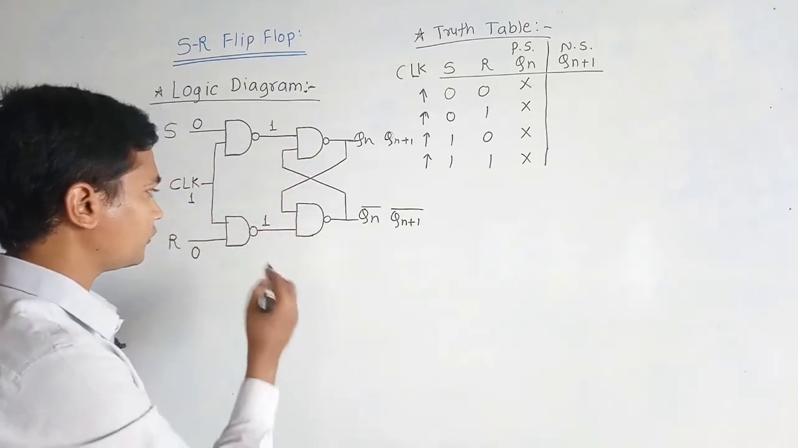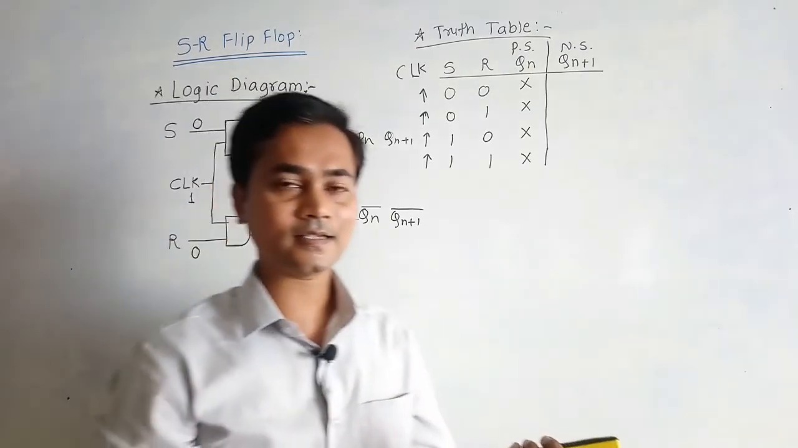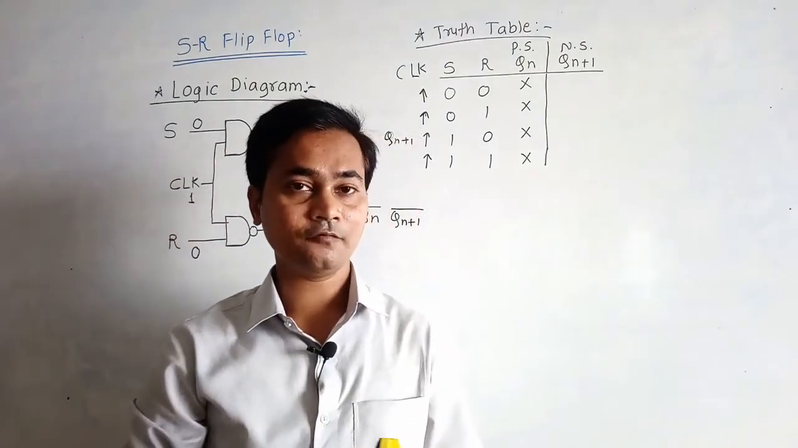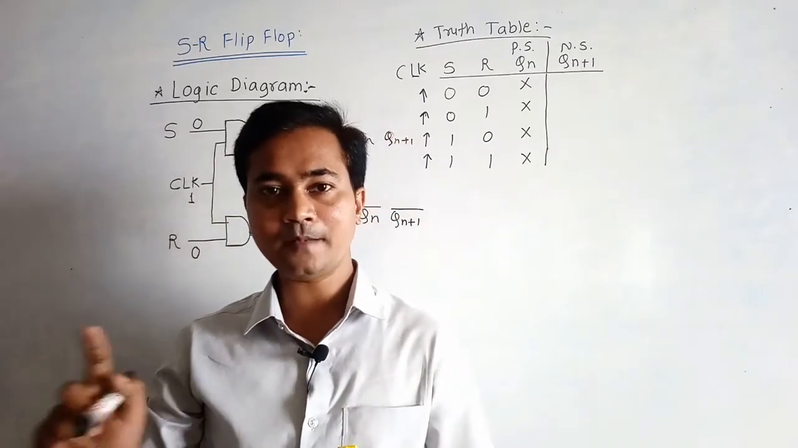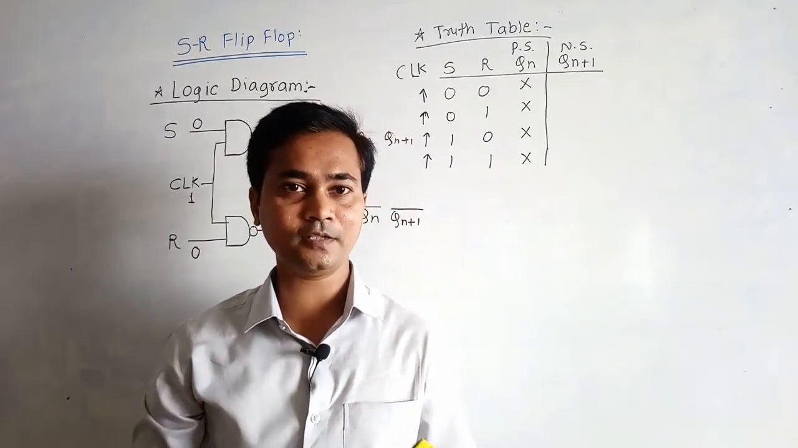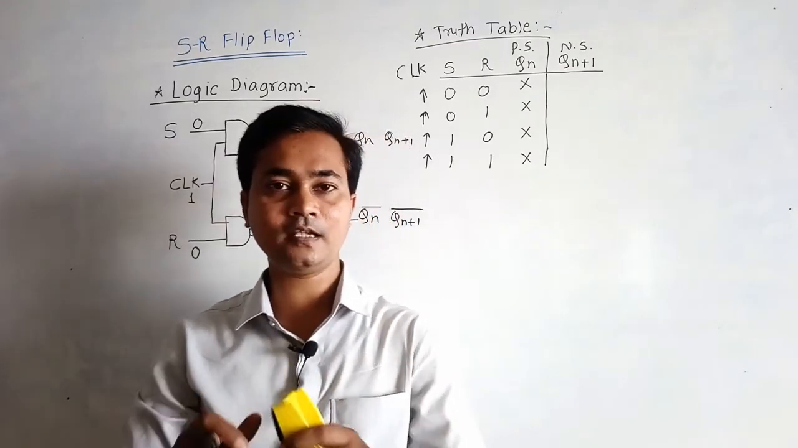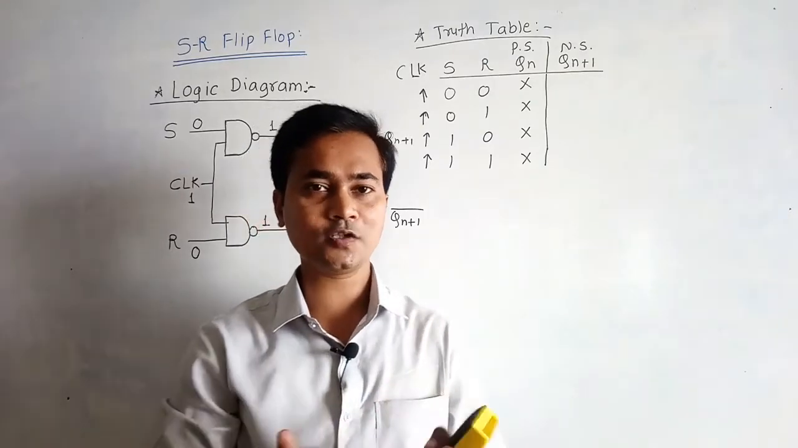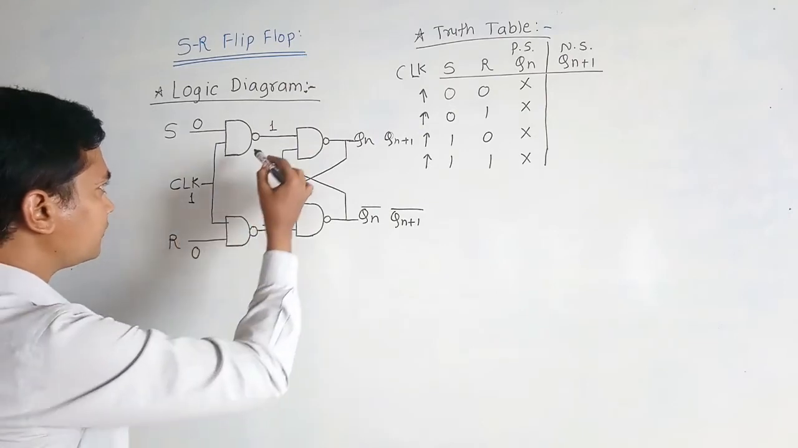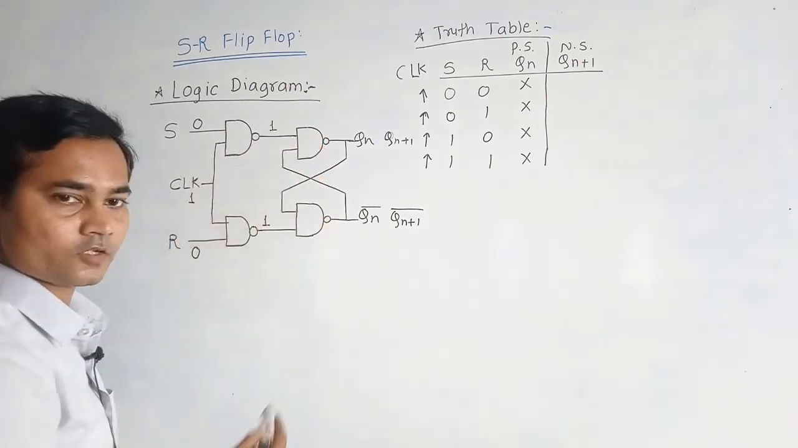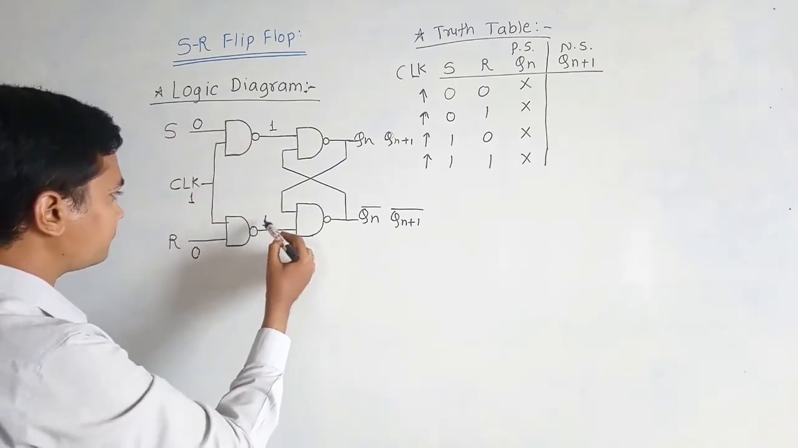If these inputs are 1 1, then the output depends on the second input. In the SR latch video using NAND gates, we saw that if the SR inputs are 1 1, then Qn plus 1 is no change. That means whatever Qn and Qn bar were, the same Qn and Qn bar become the next state. That's why we consider clock equal to 1, so that for S equal to 0 and R equal to 0 the outputs become 1 1.